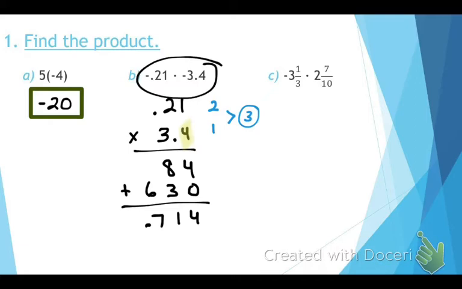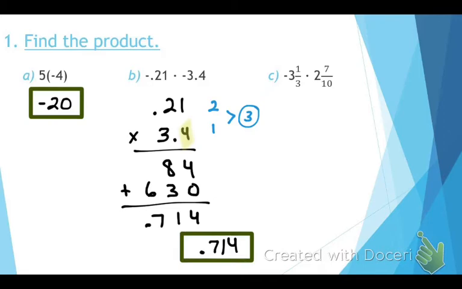Going back to my original problem, I multiplied a negative times a negative. What should my answer be? A positive. So I'm going to go ahead and write 0.714. That is a positive, and that's my final answer. Who would say by raising your hand that you got that correct? If you did not, that's okay. Erase it and make your notes look just like mine.